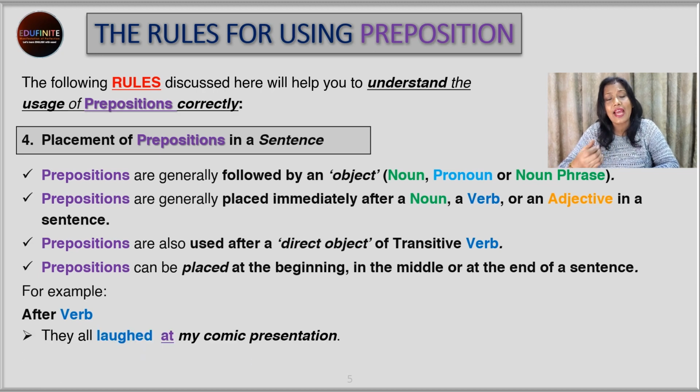They all laughed at my comic presentation. So they all laughed. Laughed is the verb. After that, we have the preposition. And then we have the object, my comic presentation. So over here, what we are seeing is this preposition is attaching the noun phrase, my comic presentation, with the verb. So that is what a preposition usually does.